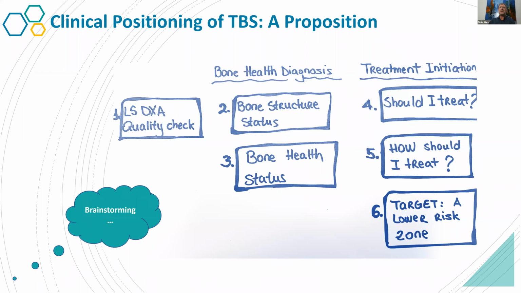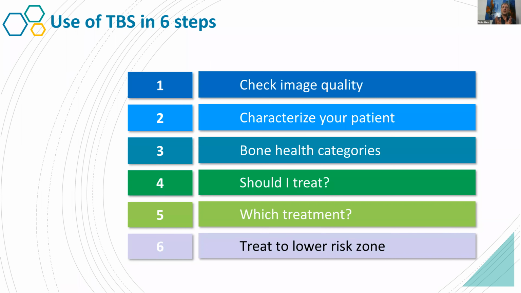So when we have to position TBS, we have kind of a brainstorming, and then we say, okay, as with BMD, we have to have a quality check, because you know we have garbage in, garbage out. It works for BMD, but also for TBS. Then we talk about bone health diagnosis, could be a structure or bone health status combining both. And then we have all the treatment phase: should I treat or not? How should I treat? How long should I treat? So we put all this in different elements, and then we come up with 6 steps on how to use TBS.